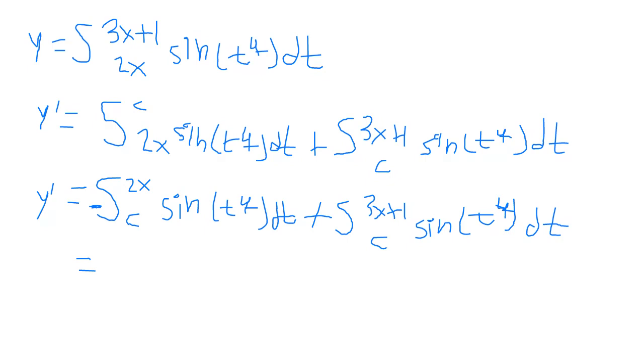Okay, and then from here, for each of these, we're taking the derivative of the upper boundary and multiplying that by the upper boundary substituted into the equation. So the derivative of 2x is 2, and then we would have a negative 2 here, and then your sine. So you have negative 2 sine of 2x raised to the 4th power, which is 16x to the 4th power.